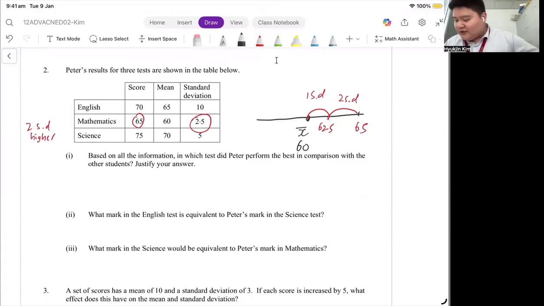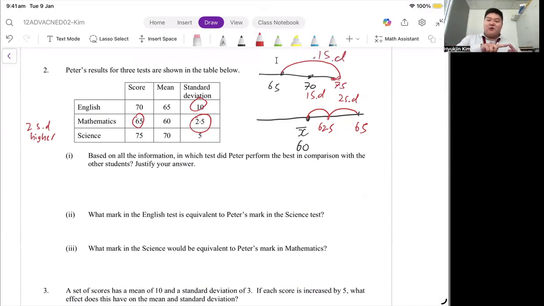Let's think about it for other subjects. English, let's say the average was 65, and then he was 70. What happens if you were to do a one standard deviation jump? It would be 75. One standard deviation happens to be 10 marks in English, so he would be up to 75. This means he's only one standard deviation higher than the average compared to everyone in the cohort.